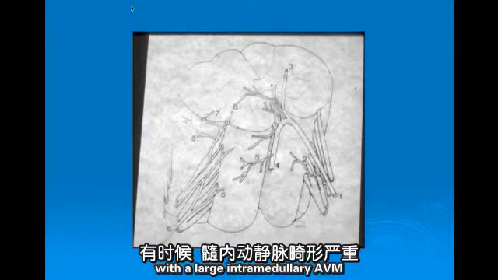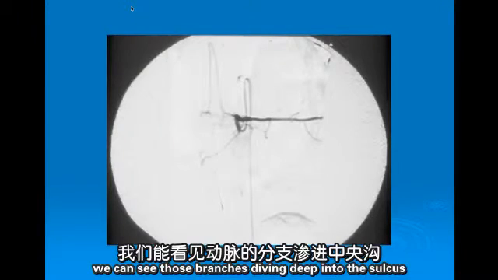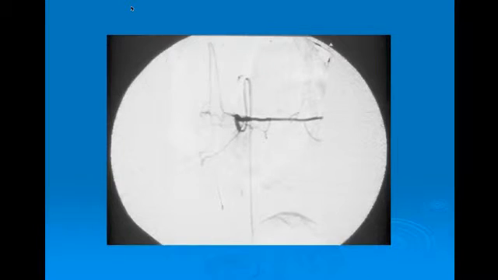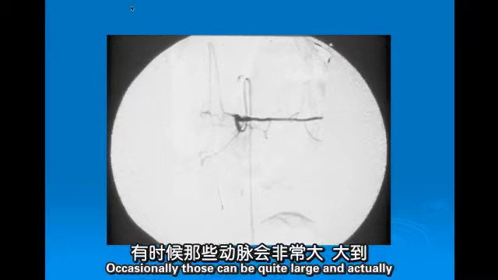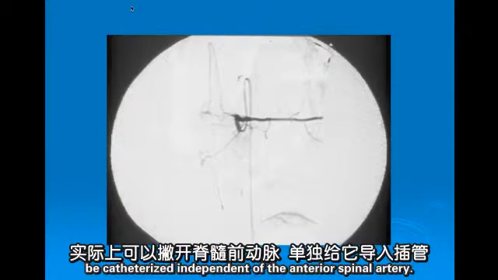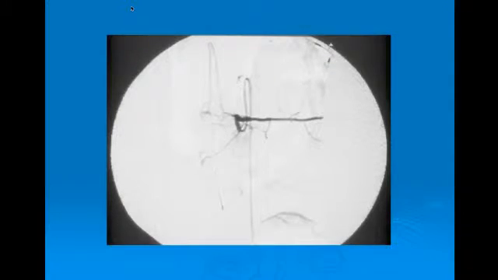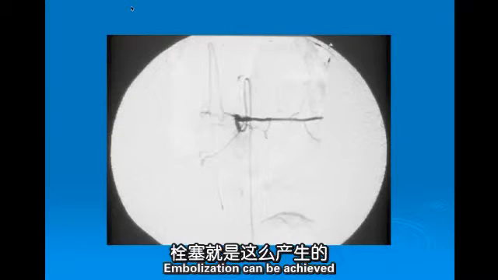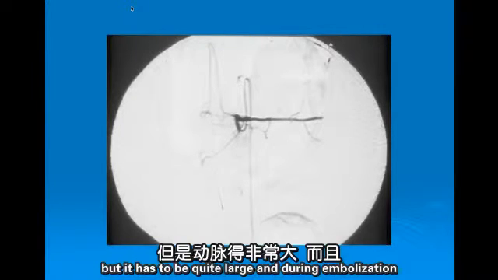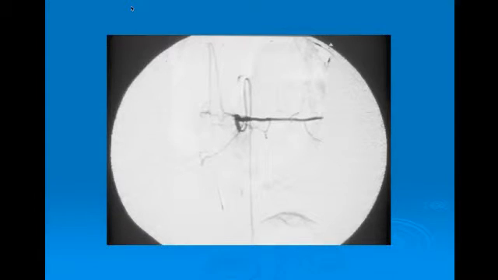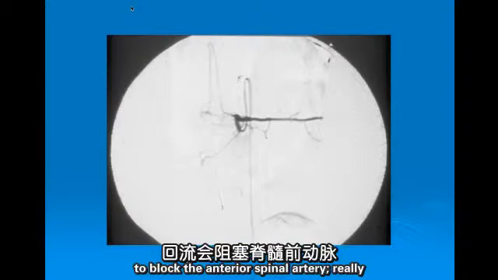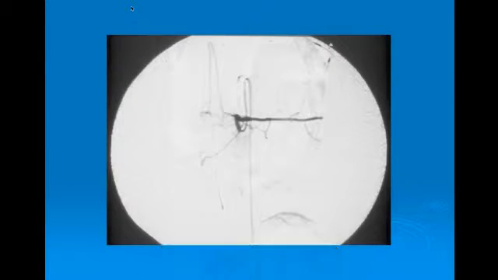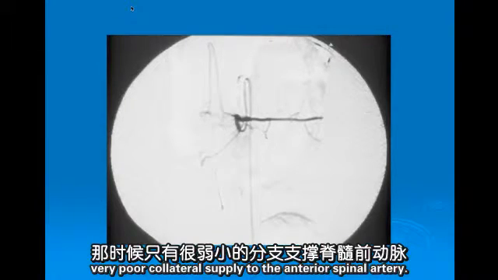Occasionally, with a large intramedullary AVM, we can see the branches diving deep into the sulcus. We call those sulcocommissural arteries. Occasionally, those can be quite large and actually be catheterized independent of the anterior spinal artery, and embolization can be achieved, but it has to be quite large. And during embolization, any reflux has to be critically avoided to not block the anterior spinal artery. Really very poor collateral supply to the anterior spinal artery.